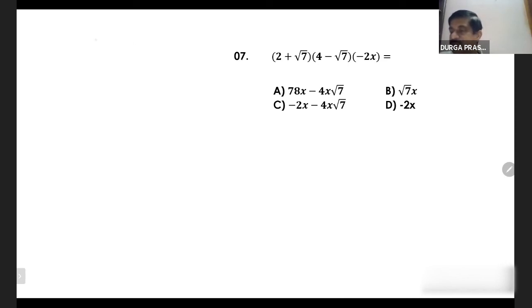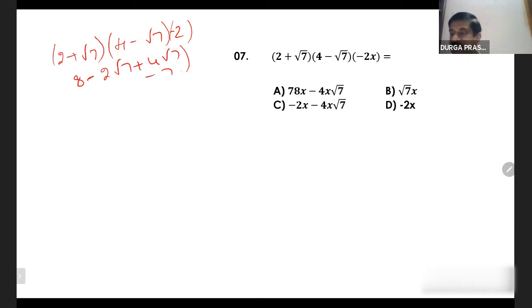First, (2 plus root 7) into (4 minus root 7) into minus 2, I'll take, because only x is left over. So let us look at this. 2 4s are 8, minus 2 root 7 plus 4 root 7 minus 7, into minus 2. So 8 minus 7 is plus 1, into minus 2 is minus 2. Then 4 minus 2 is 2 root 7, into minus 2 is minus 4 root 7.